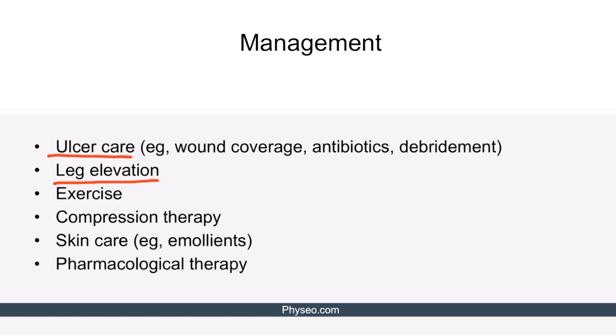Now, leg elevation up to the heart level is recommended for 30 minutes to 40 minutes daily. This improves the edema, skin microcirculation, and can relieve the symptoms. Now, exercise, such as daily walking and simple ankle flexion, can increase the efficiency of the calf muscle pump and venous drainage. Compression therapy is also an essential part of managing chronic venous insufficiency. And this compression therapy helps prevent venous pooling, and therefore it prevents those complications associated with venous insufficiency.